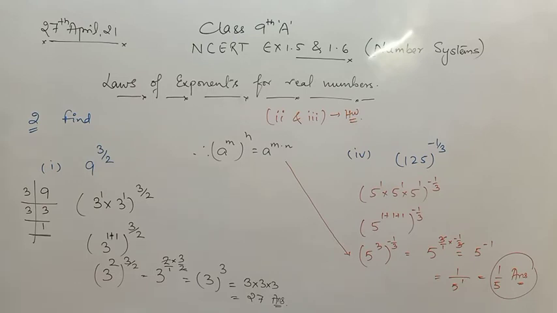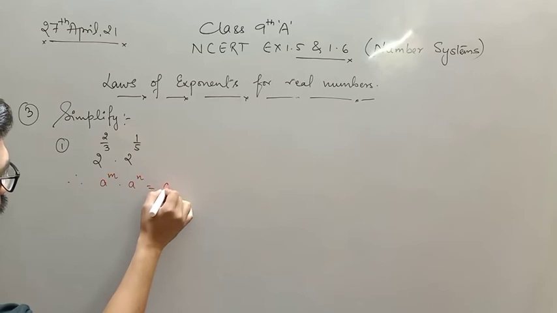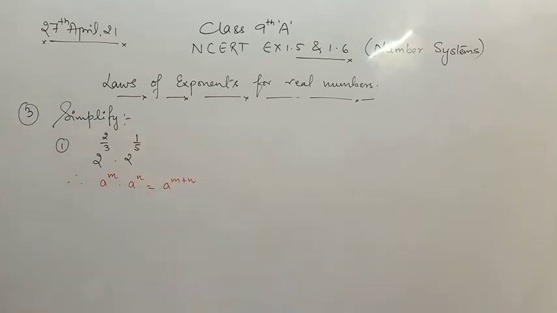Please note these things fast. Now see the next question. You just need to simplify 2 to the power 2 by 3 multiplied by 2 to the power 1 by 5. So here you can use which property? You can say a to the power m into a to the power n. The base is same, so the powers get added up. So what I need to do is 2 to the power 2 by 3 plus 1 by 5 using this property.